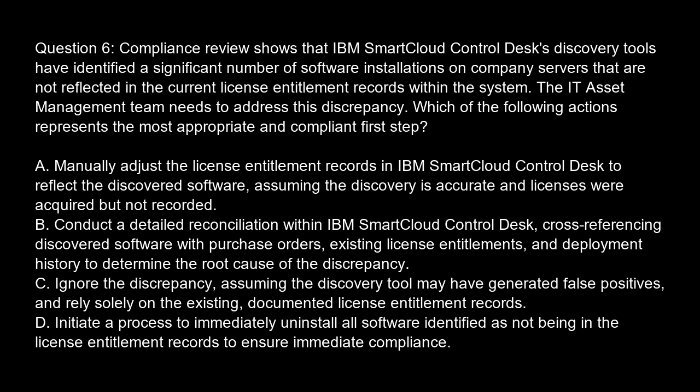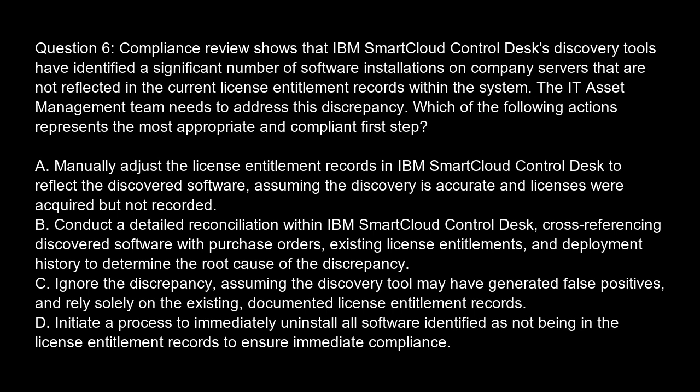Option A. Manually adjust the license entitlement records in IBM SmartCloud Control Desk to reflect the discovered software, assuming the discovery is accurate and licenses were acquired but not recorded. Option B. Conduct a detailed reconciliation within IBM SmartCloud Control Desk, cross-referencing discovered software with purchase orders, existing license entitlements, and deployment history to determine the root cause of the discrepancy.